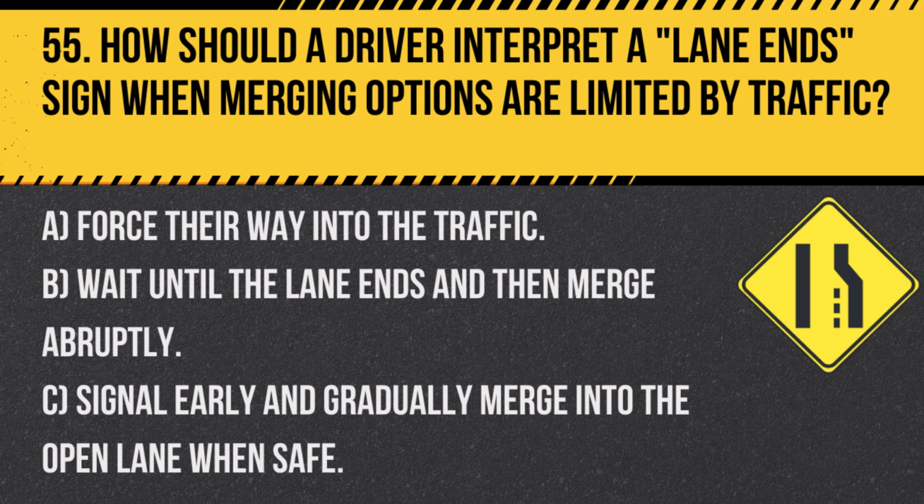Question 55. How should a driver interpret a lane end sign when merging options are limited by traffic? A. Force their way into the traffic. B. Wait until the lane ends and then merge abruptly. C. Signal early and gradually merge into the open lane when safe. Answer: C. Signal early and gradually merge into the open lane when safe. This is the safest approach to merging when lanes are reduced, promoting smooth traffic flow and minimizing collisions.